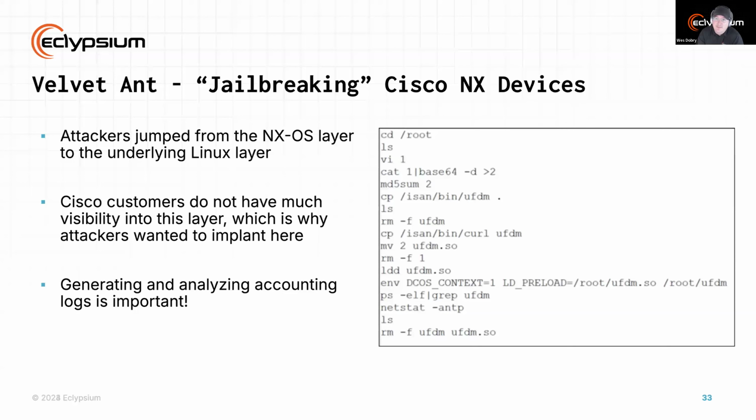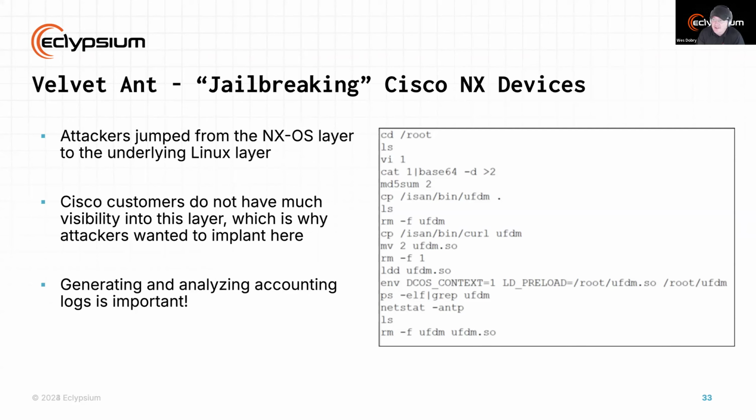So a great example of this is Velvet Ant, which targets and attacks Cisco Nexus equipment, and we say jailbreaking because they move from the limited NX-OS layer to the underlying Linux on the system. This is interesting because Cisco customers don't really have visibility into what happens on the raw shell on this device. And this leads to making sure that when you're collecting information from these devices, analyzing things like account logs, command histories, and other things is critically important.